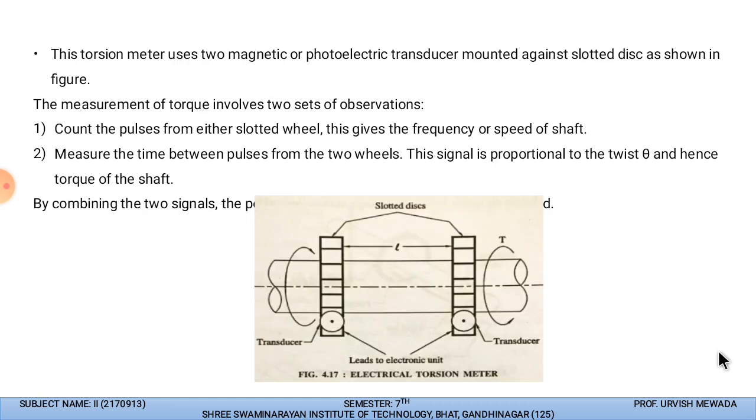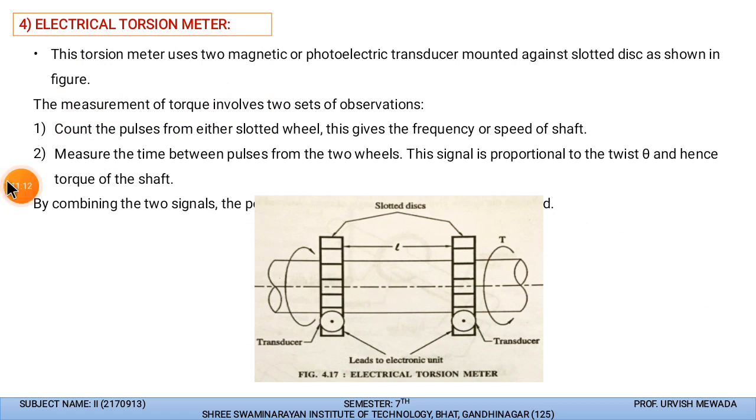And let us discuss the fourth type of torque measurement. This is the setup of the electrical torsion meter. Over here we can see the shaft on which we have mounted the transducers.